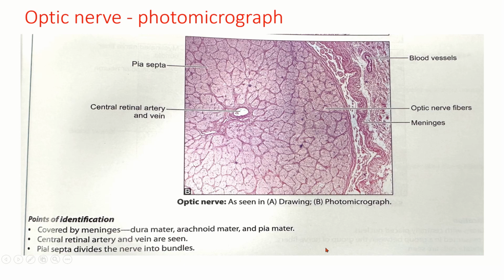So here, outermost covering is by three meninges. The pia mater will send the septa into the substance of the optic nerve to separate the bundles of optic nerve fibers. Then the myelination of the optic nerve fibers is by oligodendrocytes.